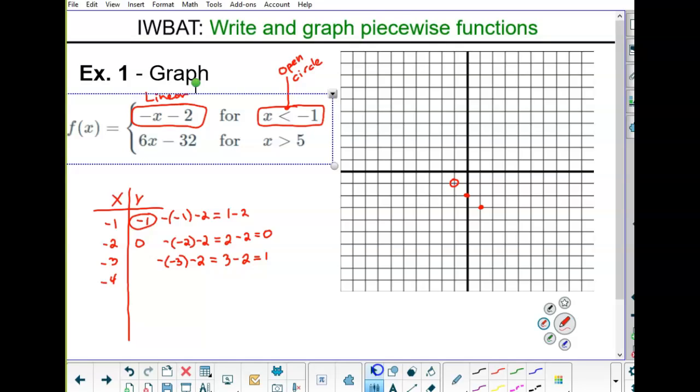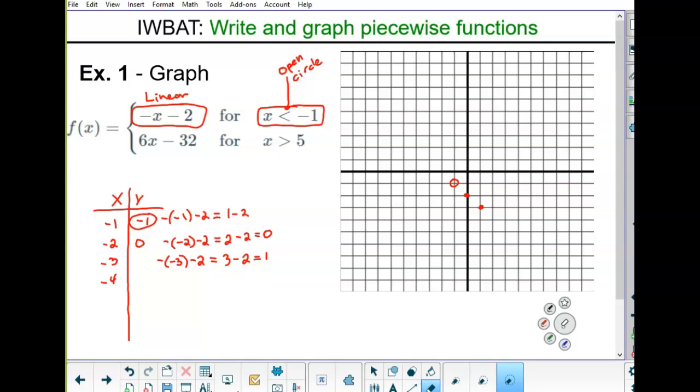However, I don't like the way this is going. What am I doing? Okay. Go over -1, down 1. Go over -2, up 0. Go over -3, up 1. There we go. I don't know what I was doing there.